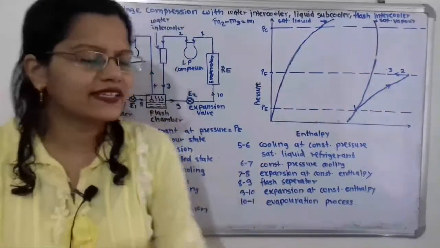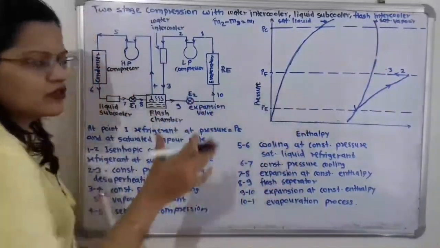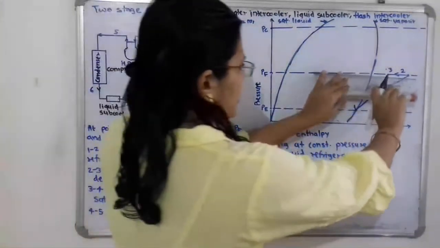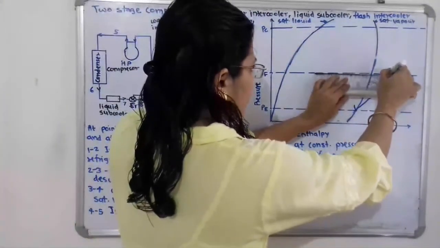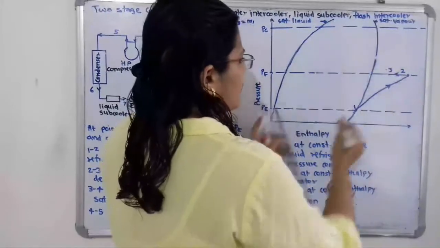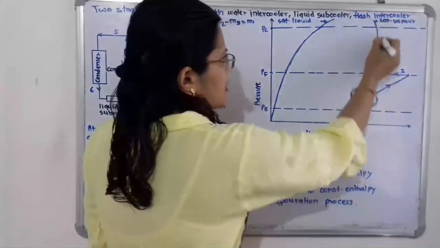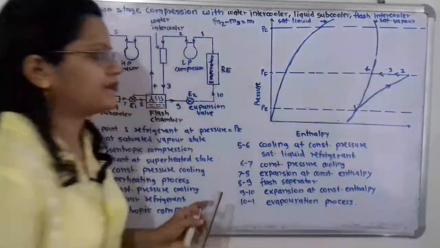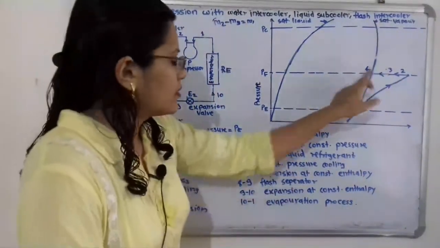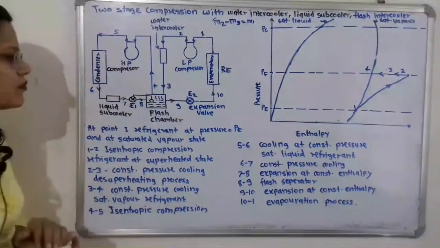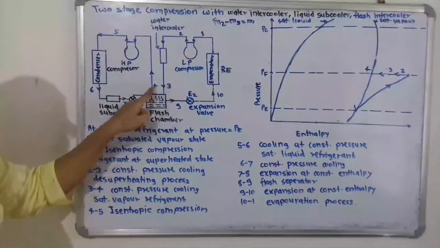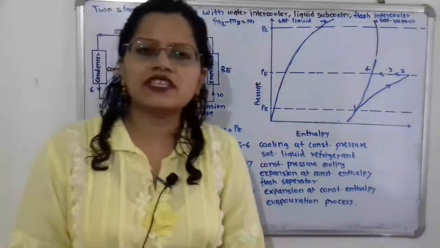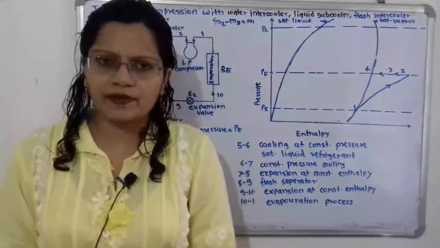So we have to extend this line because the cooling process is taking place at constant pressure. So at pressure PF only, we have to show that point 4 will be on this saturated vapor line. So here is the point 4. Now we will move next. So here the process 3 to 4 is getting completed. Now at point 4 the refrigerant is at the saturated vapor state.